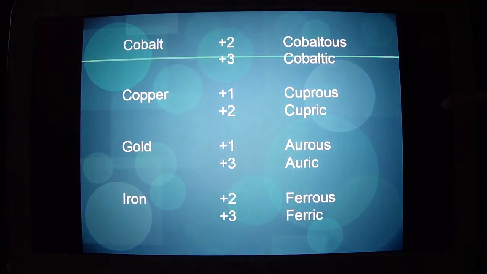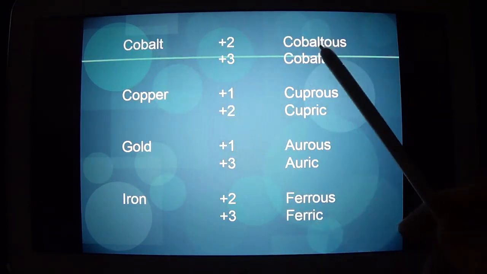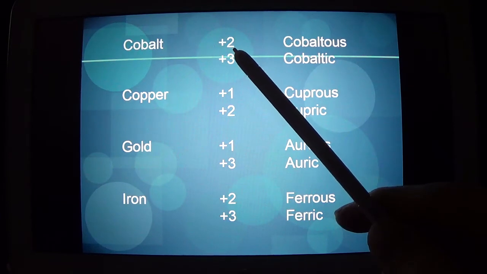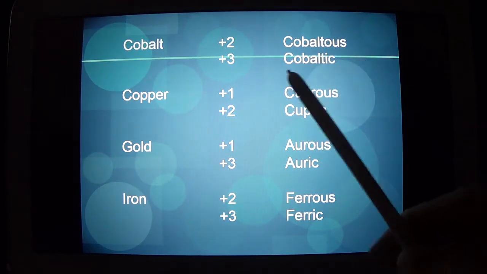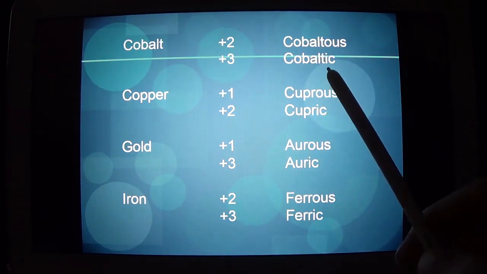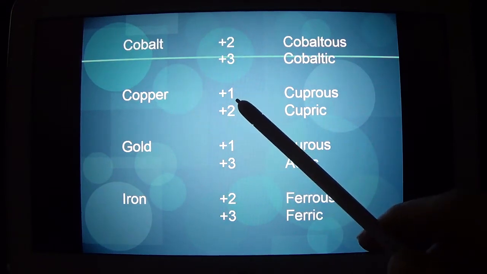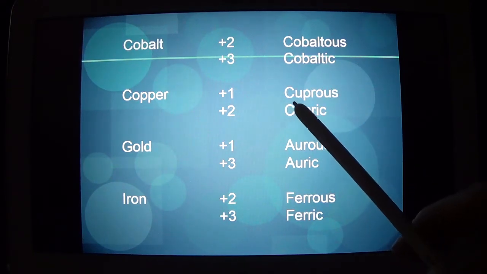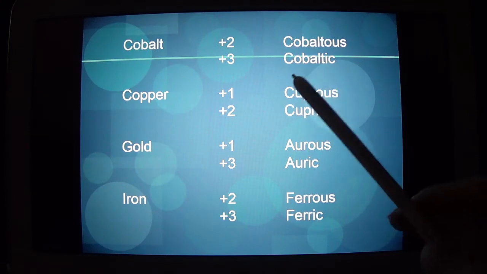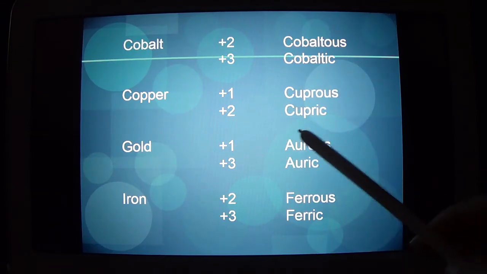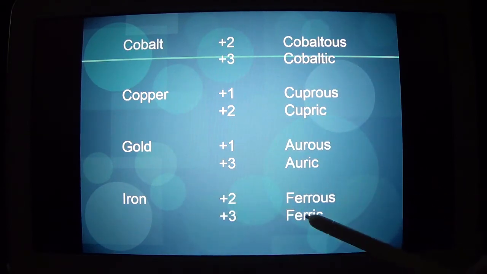This made for some interesting sounding element names. Cobalt, if it was +2 at the moment, would be called cobaltus. If it was +3, it'd be called cobaltic. Copper, if it was +1, it's not even copperus. It goes to its Latin name, cuprus and cupric. And gold, its Latin name, and iron, its Latin name. Needless to say, this was quite confusing.